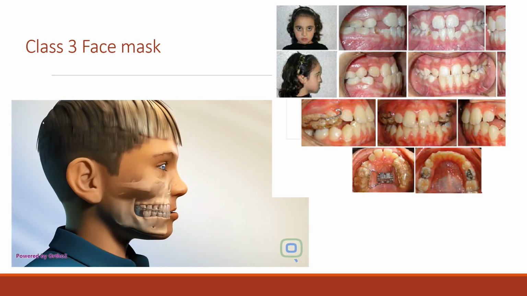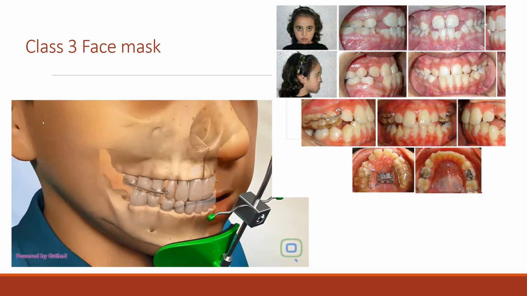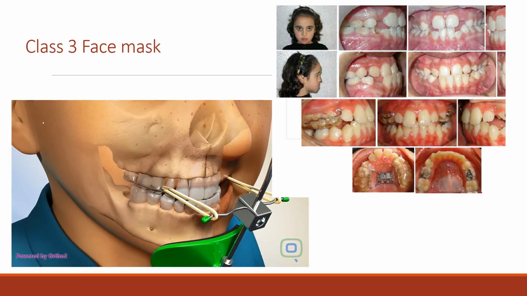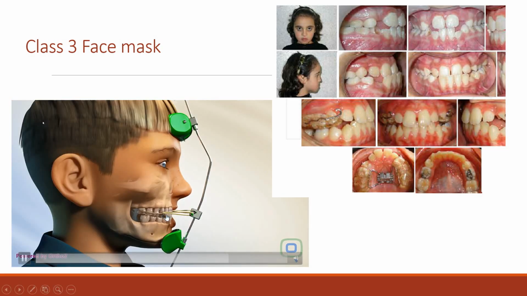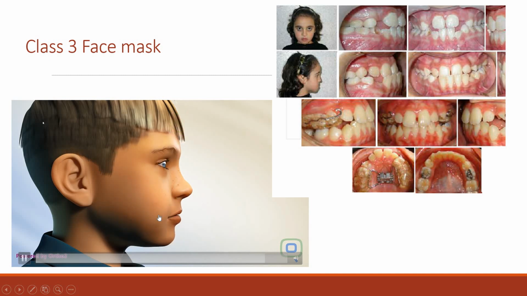Here we see the effect of the face mask during treatment of class 3 malocclusion. The elastics are attached to the hooks on the intraoral appliances.